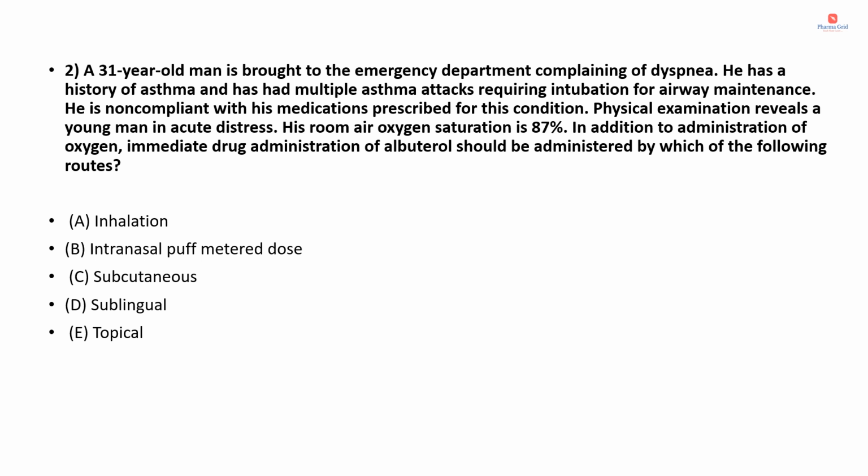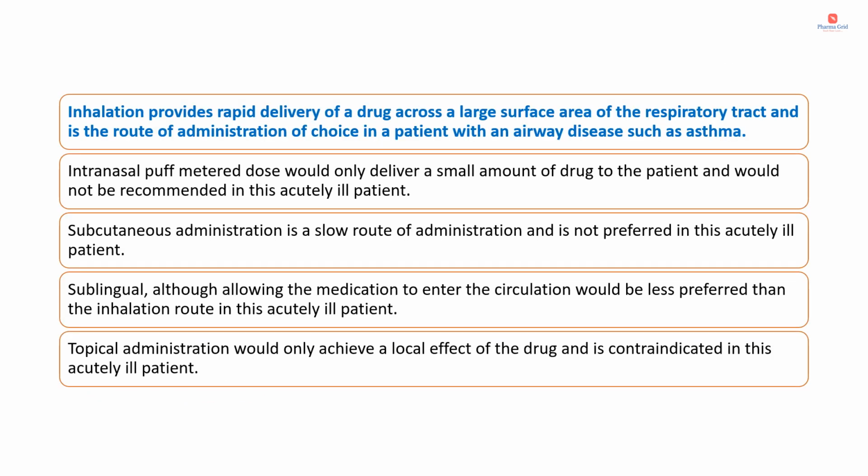The options are inhalation, intranasal puff meter dose, subcutaneous, sublingual, topical. So here we need to find out the immediate route of administration for albuterol in this patient. So here the correct answer is option A, that is inhalation. This is because inhalation provides rapid delivery of a drug across a large surface area of the respiratory tract and is a route of administration of choice in a patient with an airway disease such as asthma.